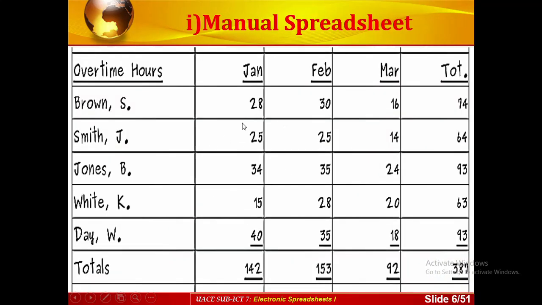This is an example of a manual spreadsheet. These are books, and you can see they are written by pen, where you can enter the overtime hours someone has worked for January, February, March, all done in accounts, and this is the total hours someone has worked. Then you get the calculations. That's what we call manual spreadsheets.